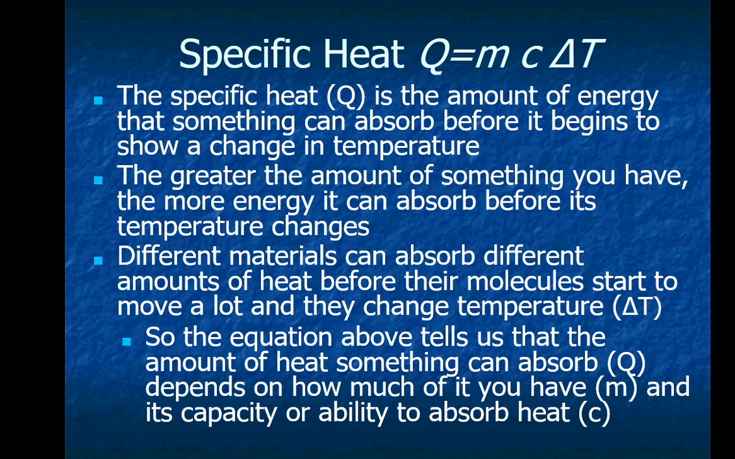It's sort of like changing from a solid to a liquid. So the specific heat gives us an idea of how much energy it can absorb before it starts changing from a solid to a liquid. Different materials can absorb different amounts of heat before the molecules start to move a lot, and then they start changing temperature. That's what we refer to as our delta T, our change in temperature. It's the difference between the temperature before absorbing heat and the temperature after absorbing heat. So basically this equation tells us that the amount of heat that something can absorb depends on how much you have of it and its ability to absorb heat, which is reflected as a change in its temperature.